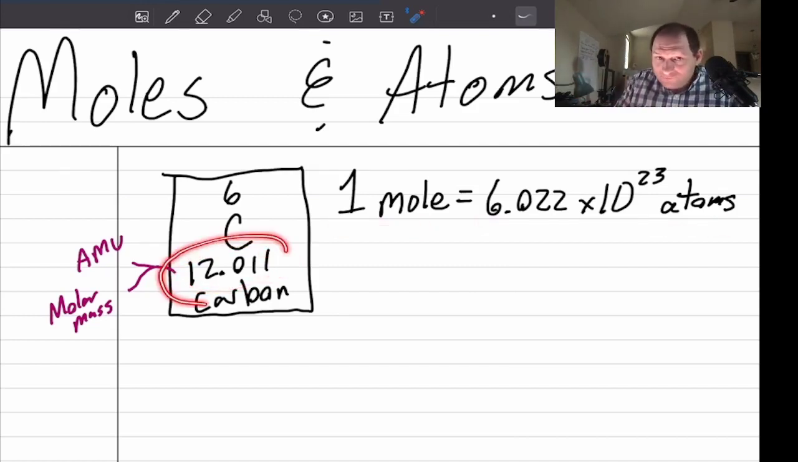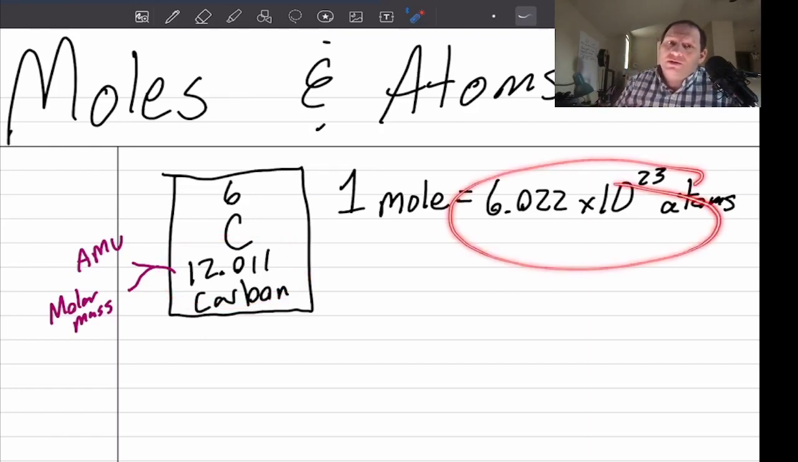If I had 5.5 moles, it means I have 5.5 times the amount of those.